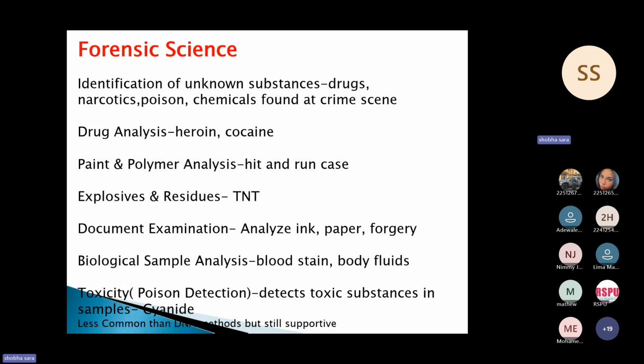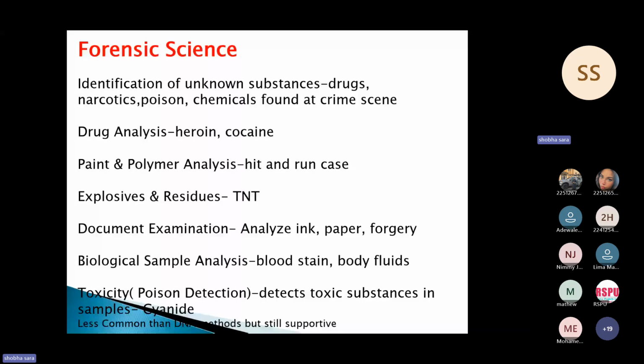Then paint and polymer analysis, which can be used in hit and run cases. With paint analysis, when there is a hit and run, we can find the paint and match it. And explosive residues like TNT. Then document examination. Sometimes people make false documents, right?